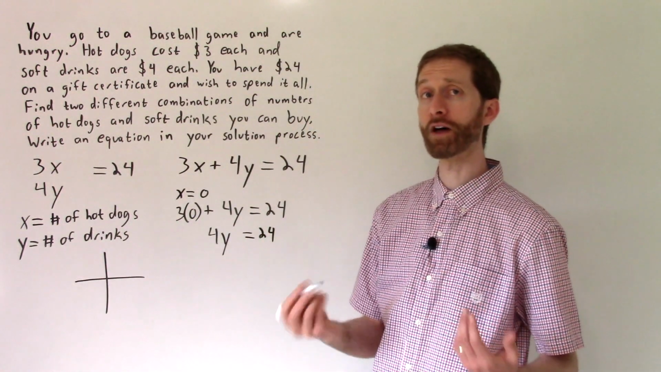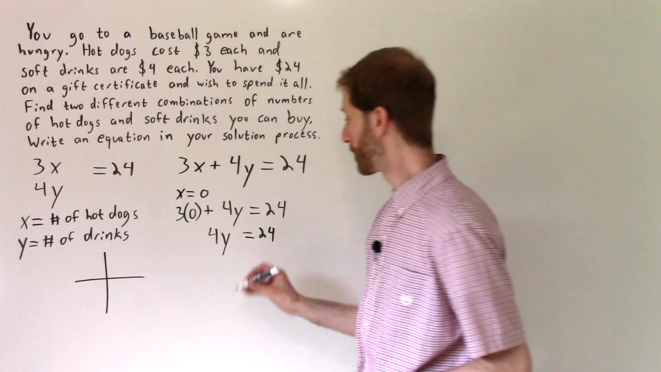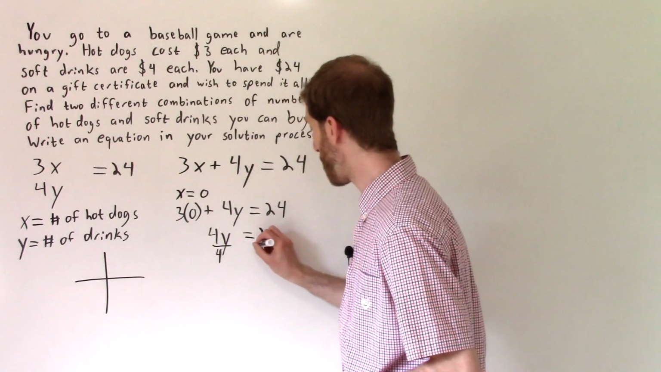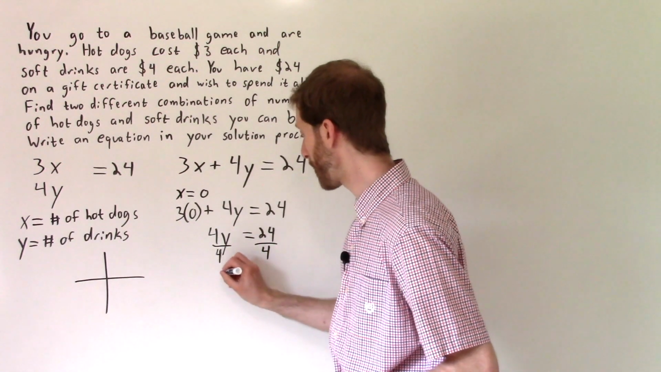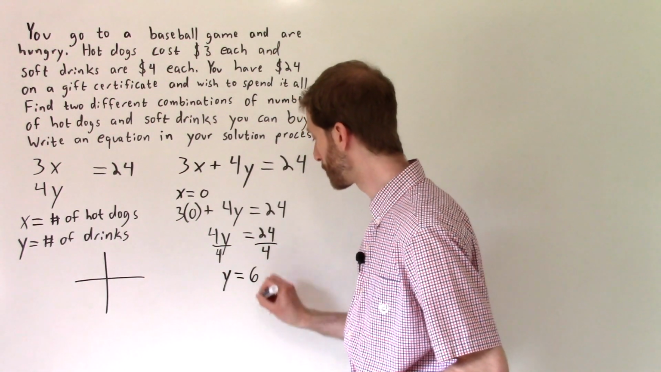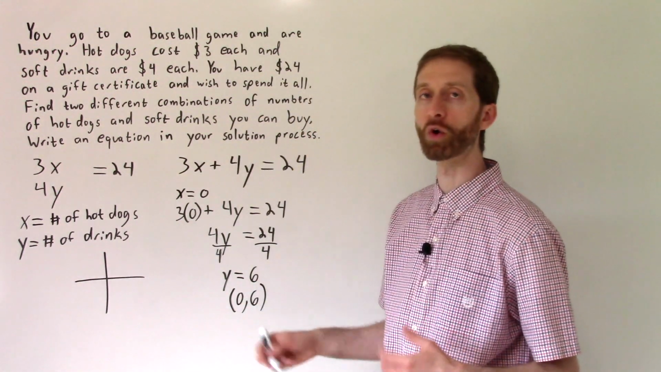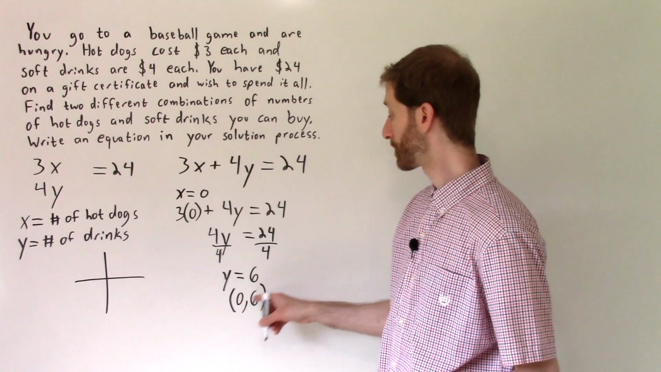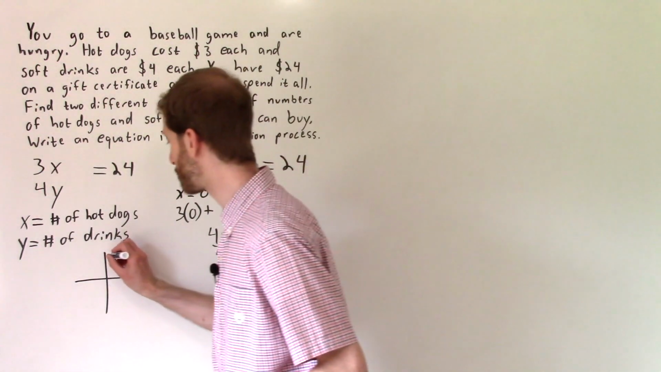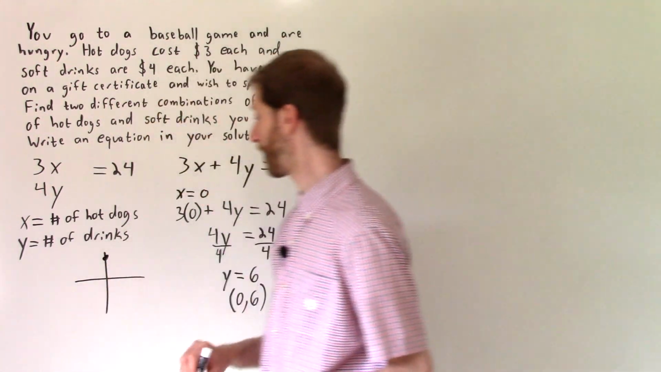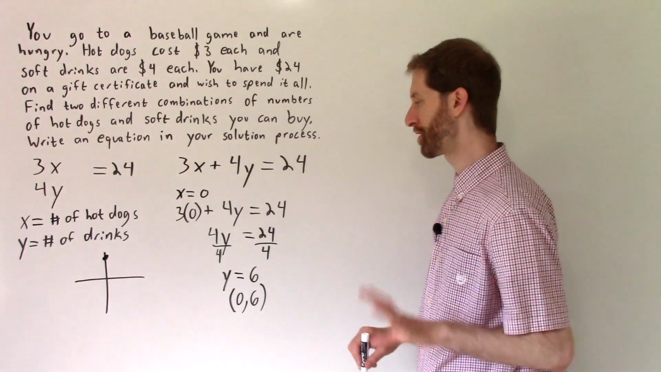And then from here I divide both sides by 4. So that will give me the amount of soft drinks I can buy with $24. So y is equal to 6, which is the point (0, 6). Because remember, we plugged in 0 hot dogs, x, and got out the number of soft drinks. So let's say that's right here. Just a rough graph.